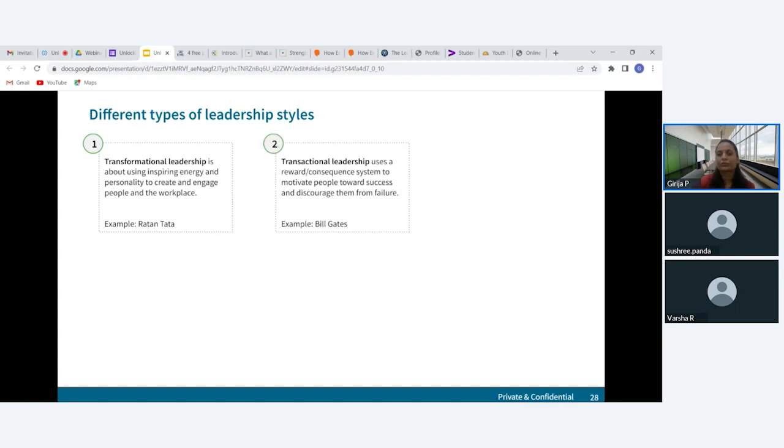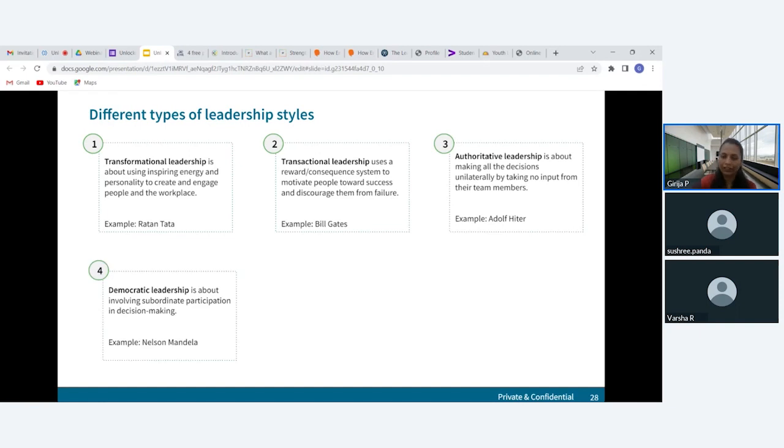Another style is transactional leadership. Bill Gates is the classic example of this transactional leadership. He uses this leadership to motivate people toward success, so even if they get any failure they won't feel demotivated. Another leadership we have is authoritative leadership. We all know about Hitler. Hitler is a classic example of authoritative leadership. He believed whatever he was saying was right and everybody should follow, and you have seen how he overpowered everybody, and there was no say in his decisions.